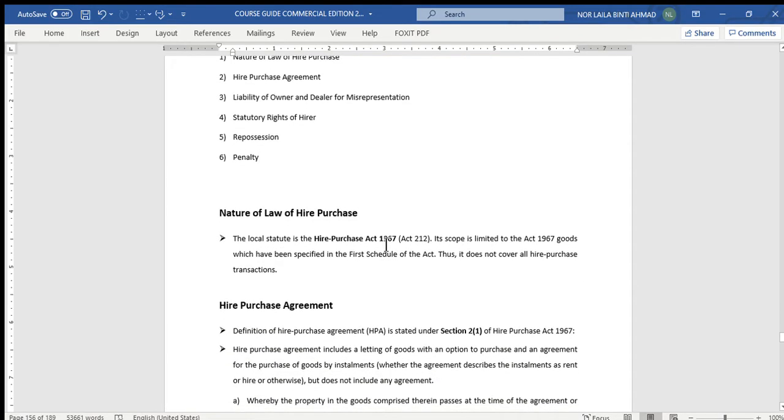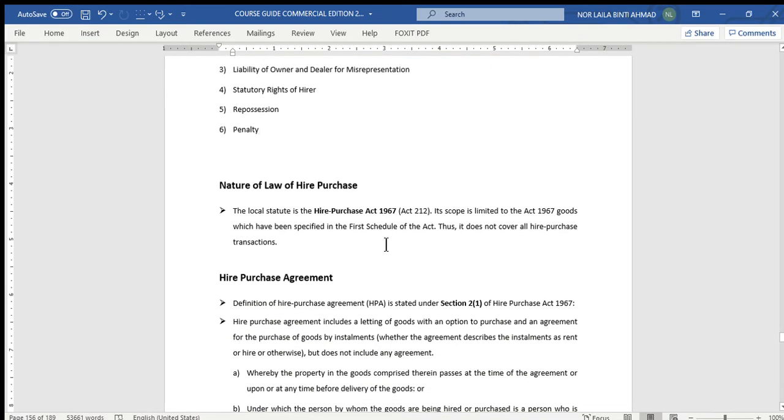Okay, first of all, there is one principal legislation governing the hire purchase law in Malaysia, known as Hire Purchase Act 1967, Act number 212. So the scope is very limited, okay, because we just follow the goods that have been specified in the first schedule of the Act, and it does not cover all hire purchase transactions.